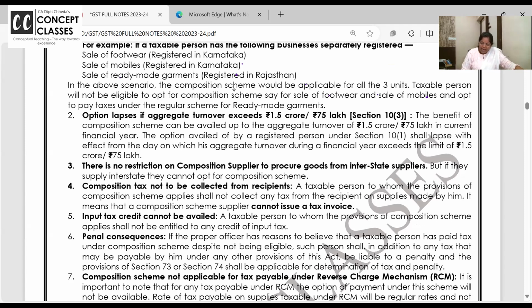Chalo. Option lapses if the aggregate turnover exceeds 150 lakhs. Can I call 1.5 crore as 150 lakhs or 75 lakhs? It is easy to remember. It's half, no? The benefit can be availed up to aggregate turnover of 150 lakhs or 75 lakhs in the current year, and the option available to a registered person shall lapse with effect from the day, underline, aggregate turnover. The day you exceed the limit of the turnover, up to that point under composition it is exempt. After that, the day you exceed that, it will become taxable.